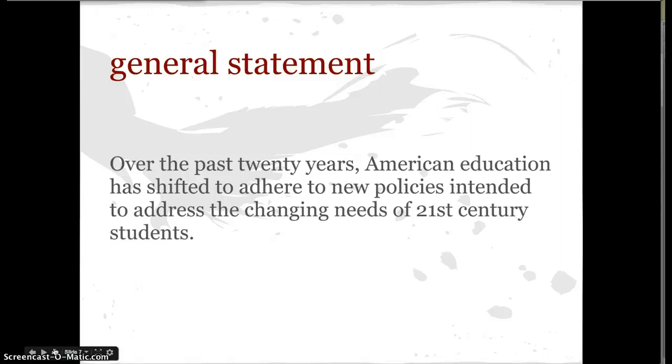Here's a general statement that she could start with. "Over the past 20 years, American education has shifted to adhere to new policies intended to address the changing needs of the 21st century student." So, very general, but notice it's not, "Since the beginning of time, education has changed." Instead, she just jumps right in, she gives it a nice context and focuses in.